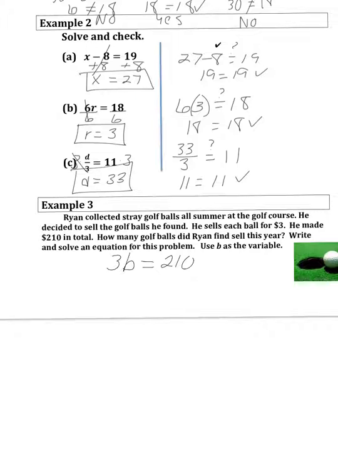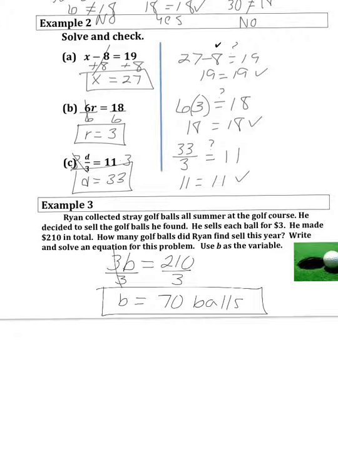Now we ask ourselves what's currently happening to the variable term. It's being multiplied by 3. The inverse is to divide by 3. So we'll do that on both sides. We've now isolated the variable, and we find our answer, 210 divided by 3, is 70. And so the answer, B equals 70 balls, is the amount that he found.